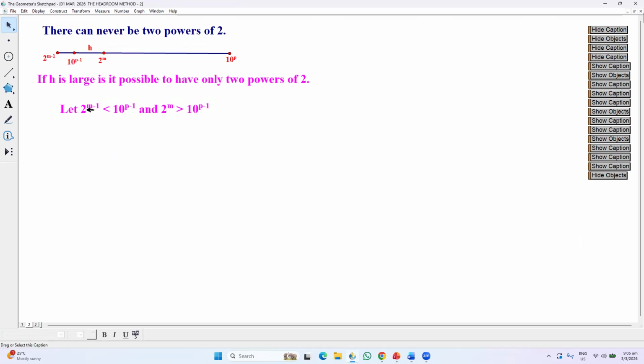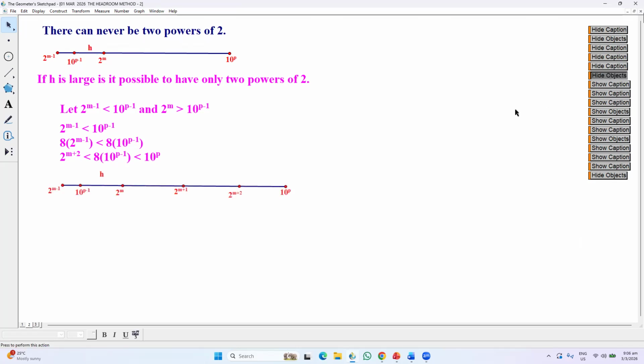So we let 2 power m minus 1 be less than 10 power p minus 1, and 2 power m be the first power more than 10 power p minus 1, with the headroom H. Since 2 power m minus 1 is less than 10 power p minus 1, if we multiply by 8, we have 2 power 3 times 2 power m minus 1, which gives 2 power m plus 2, which is less than 8 times 10 power p minus 1. 8 is less than 10, so obviously it is less than 10 power p. So we have this headroom H here.